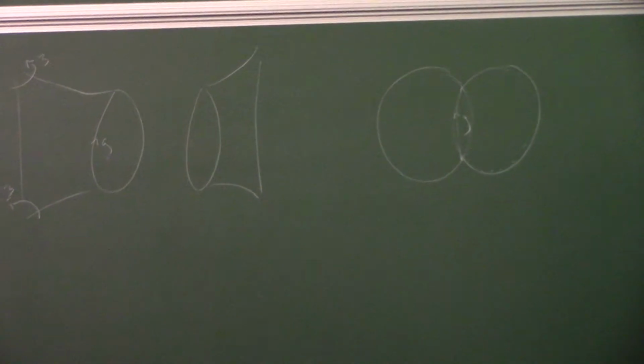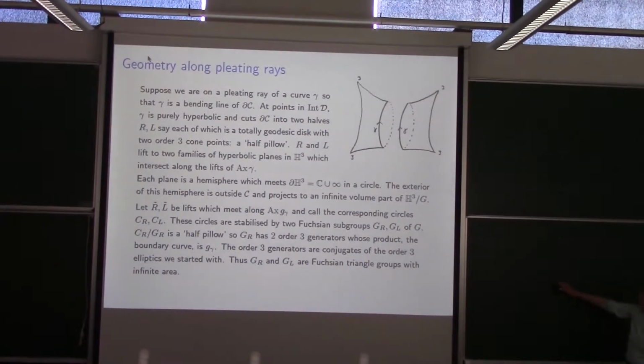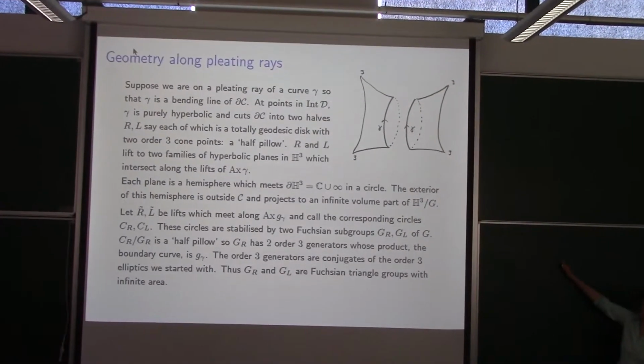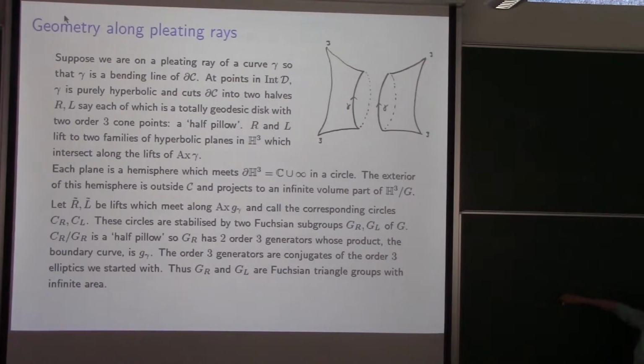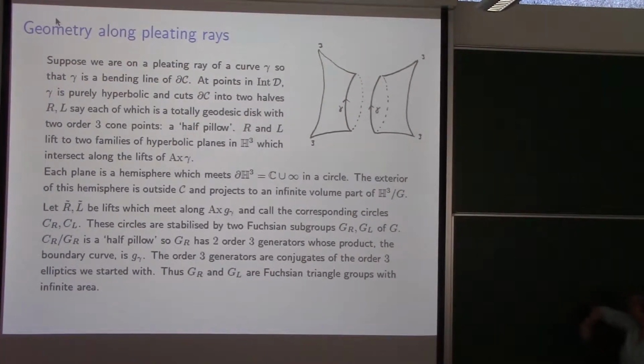Now we carry on down the ray. Let me say this right. This thing is a hyperbolic surface. There's a little Fuchsian group called G sub R or G sub L, generated by 2 order 3 elliptics, and if you just look at the boundaries, the product happens to be hyperbolic. So it's a Fuchsian triangle group.